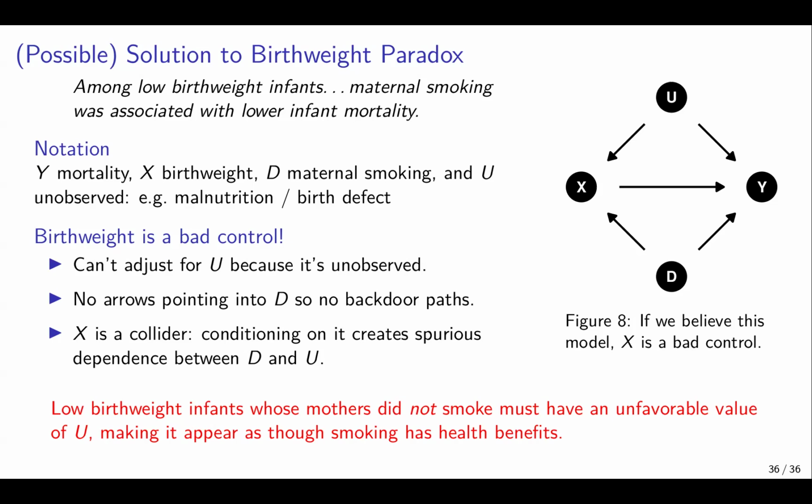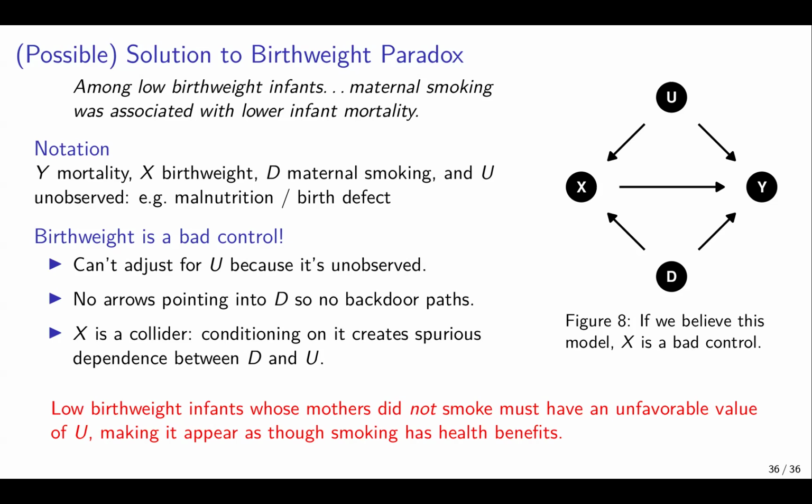Well, if we believe this model, then in fact, x is a bad control. First of all, we cannot adjust for u because u is unobserved. So we're just sort of out of luck there. U is lurking in the background. There's nothing we can do about it. Now, in this particular DAG, the way we drew it with the assumptions we made, there are actually no arrows pointing into d. That means that there are no backdoor paths.